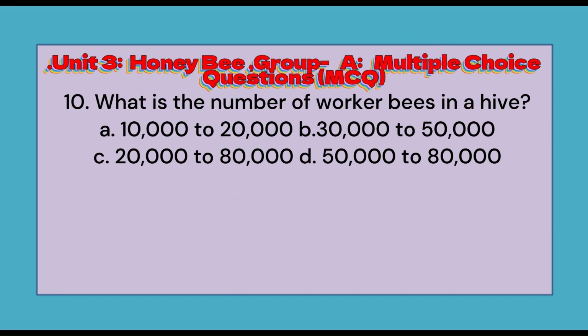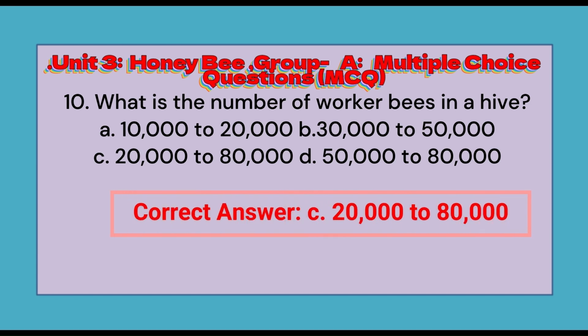10. What is the number of worker bees in a hive? A. 10,000 to 20,000. B. 30,000 to 50,000. C. 20,000 to 80,000. D. 50,000 to 80,000. Correct answer: C. 20,000 to 80,000.